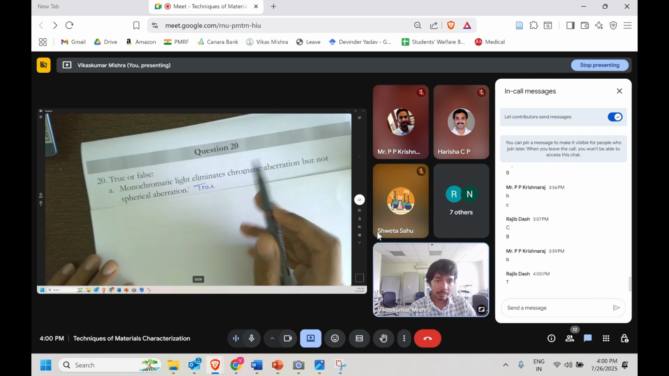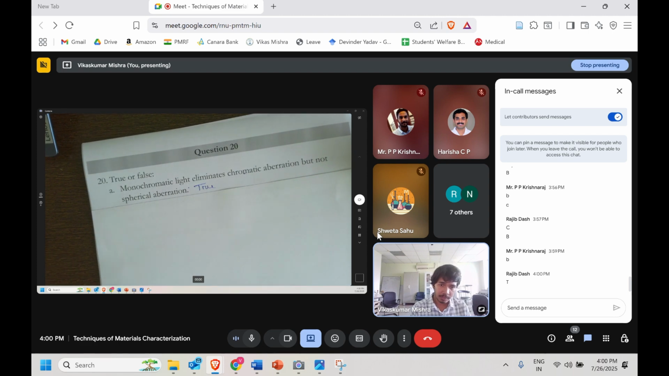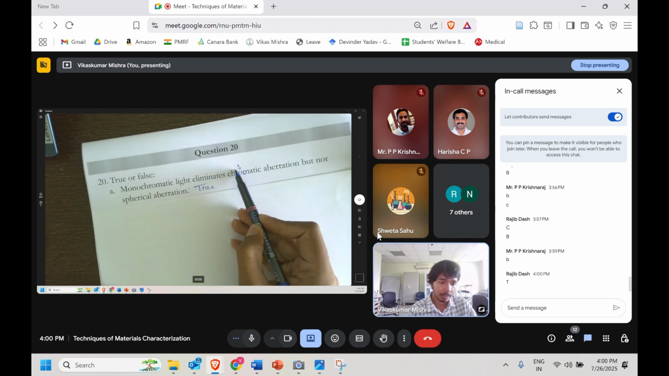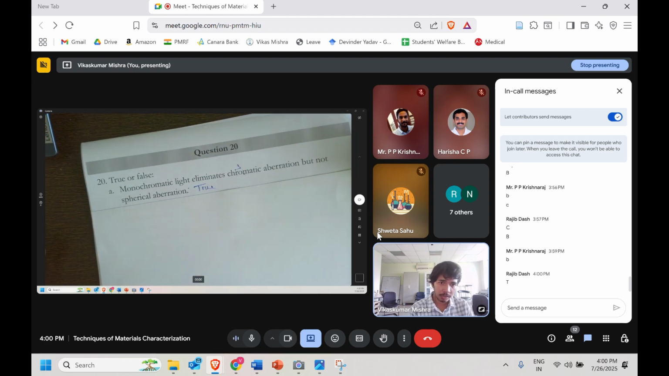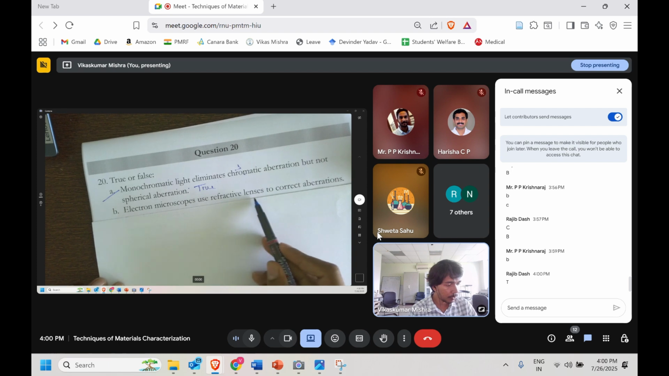For chromatic aberration, multiple wavelengths are present, and that's the problem. Now with monochromatic light we use a single wavelength, so we are able to eliminate the chromatic aberration. But the spherical aberrations are already there. Electron microscopes use a refractive lens to correct aberrations.